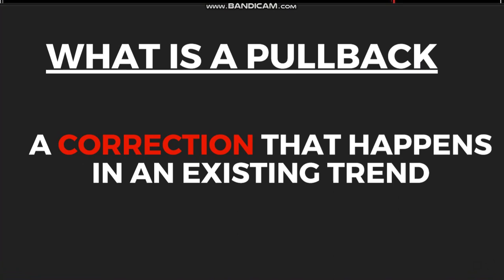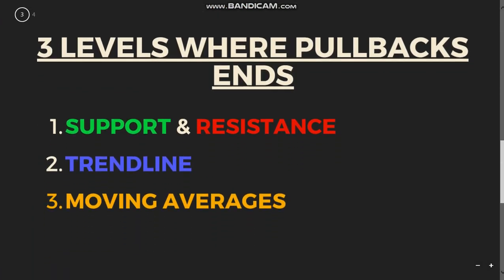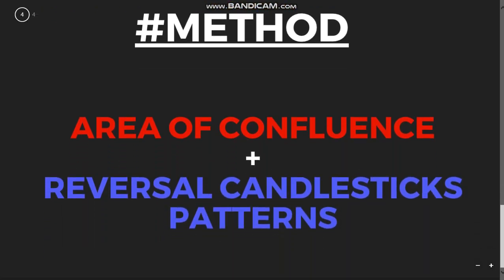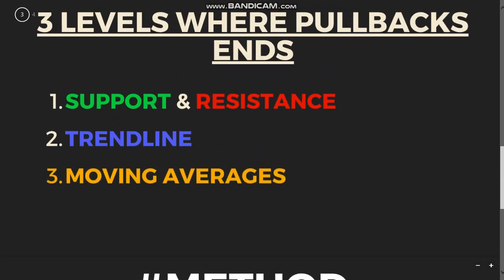So, as I was saying, there are levels where this pullback majorly happens. It happens at support and resistance, the trend line, and the moving average. I'm going to show you everything and the method that I use. The method is the area of confluence plus reversal or rejection candlestick patterns. I'm going to show you the method you use for support and resistance, the trend line, and the moving average. Now let's get to it.